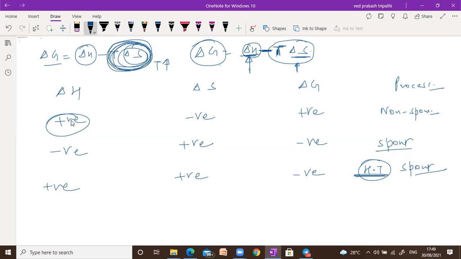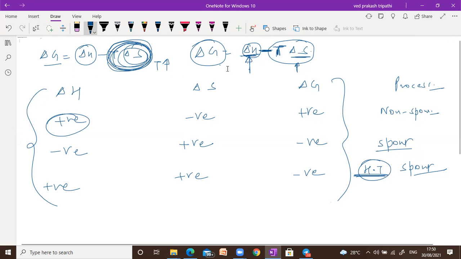We have less than 1 minute. Don't worry, I will send you the table in the group, so you can easily write it in your copy and compare your answer. Any doubt about this table? The question will be based on this table, meaning they will give you a reaction and say delta H is negative, delta S is positive, then what will be delta G? Okay, no doubt. Perfect.